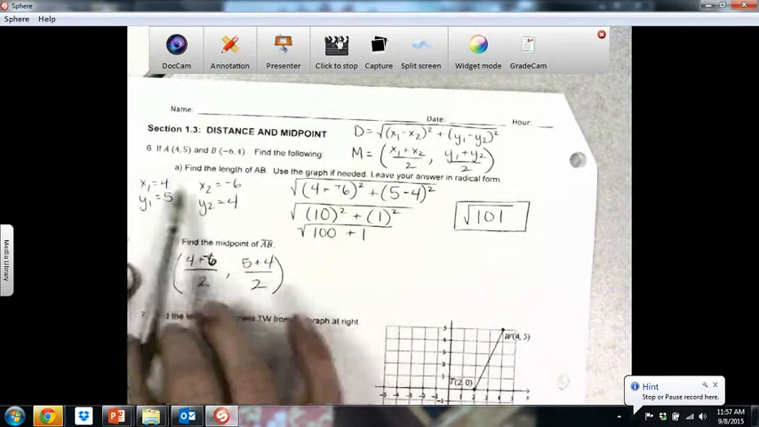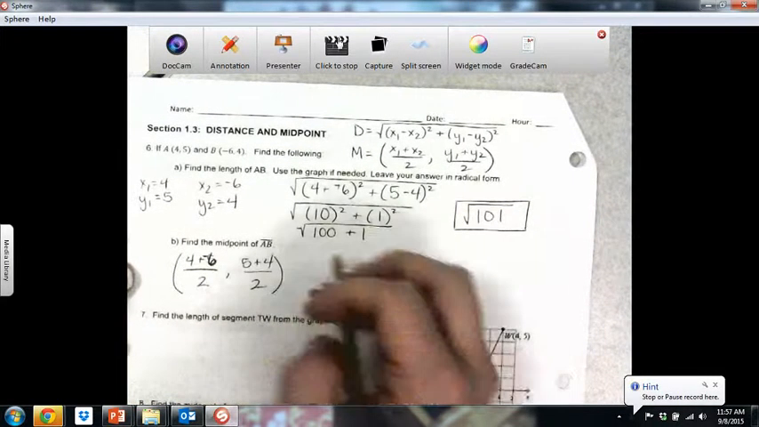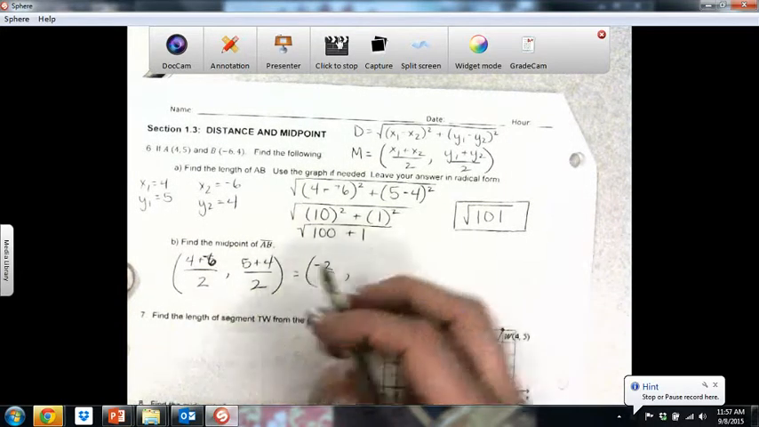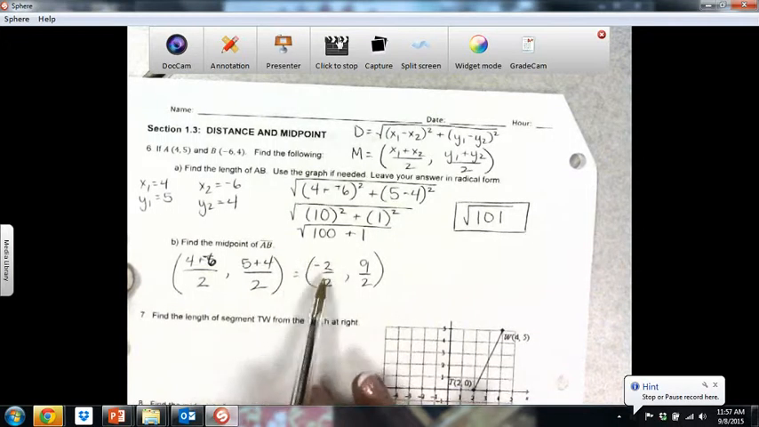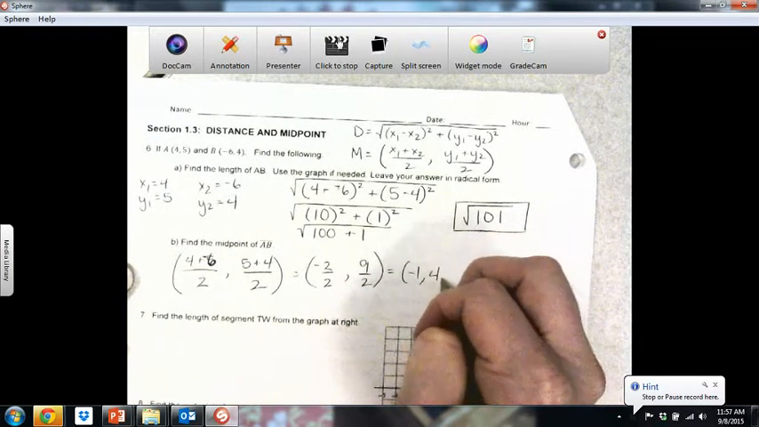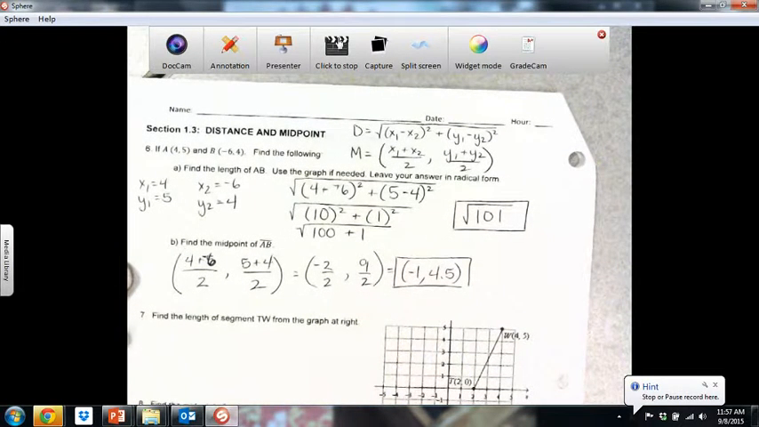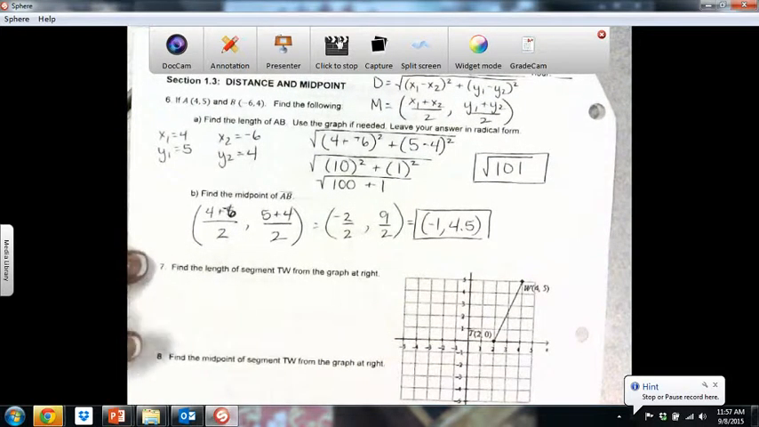So I'm taking my x's and adding them together, and my y's and adding them together. 4 plus -6 is -2 over 2. And 5 plus 4 is 9 over 2. And then I can do that division. -2 divided by 2 is -1. And 9 divided by 2 is 4.5. And it is okay to get a decimal. So we can use that exact same process and the same two formulas for questions 7 and 8.